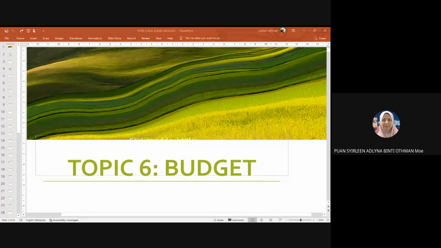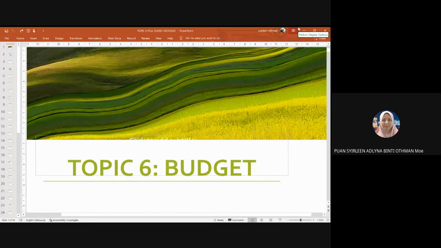Okay. So this is topic 6, budget. I hope you can see the screen. Saya tak boleh buat slideshow sebab nanti saya tak boleh annotate the slides. Okay. So budget is budget lah. Kita ada belajar juga dalam business, right? But for accounts, we'll go deeper lah.